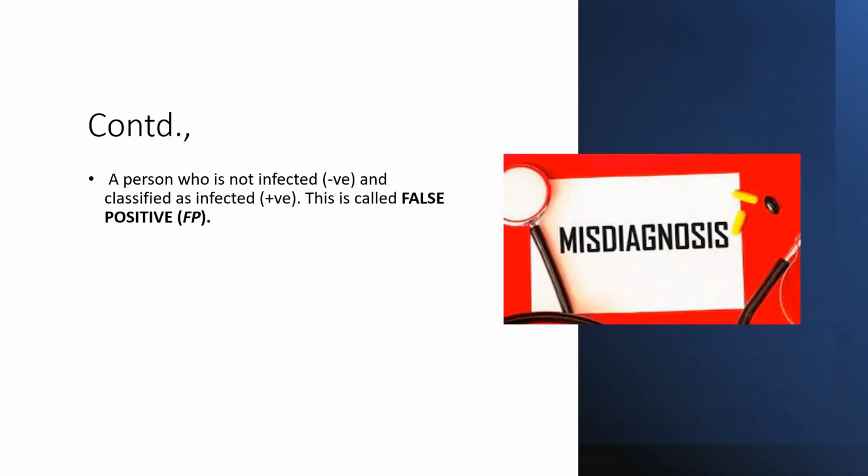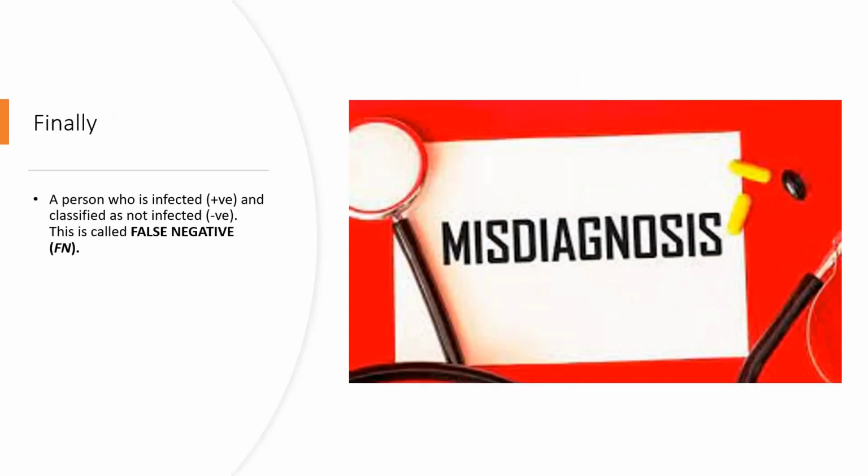The third option, a person who is not infected but has been diagnosed as infected. He has been categorized as infected. So this is false positive. He is actually not infected but he is identified as infected, and hence this is false positive.